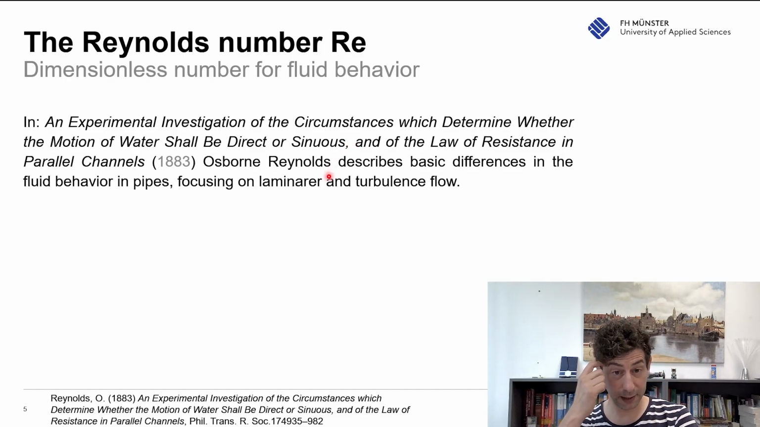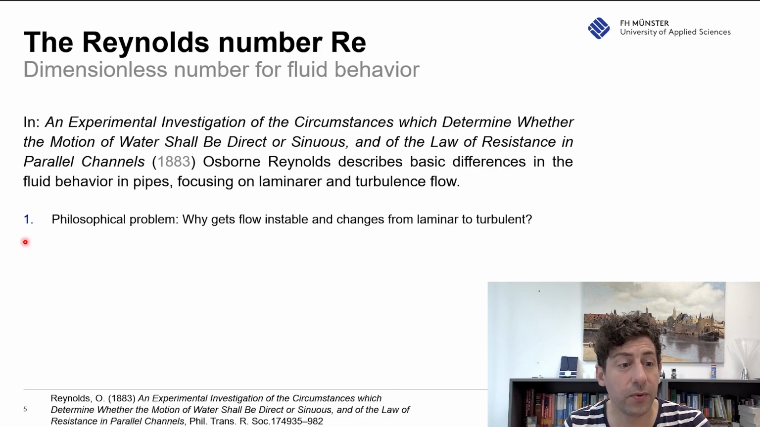And in this paper, he wants to understand how the flow of water through a channel works. And he states two main questions. One question is the philosophical problem. The philosophical problem is why flow gets unstable and changes from laminar to turbulent. And this question is to this day not fully answered. So the why question, why this happens.